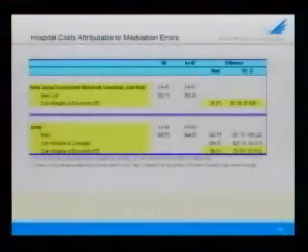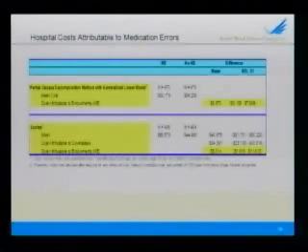This table shows the cost attributable to medication errors. As I mentioned, we used the two methods. The first one is the partial Oaxaca decomposition method with a GLM, which is sometimes also called the recycled prediction method. As you can see here, about $6,000 can be attributable to medication errors.